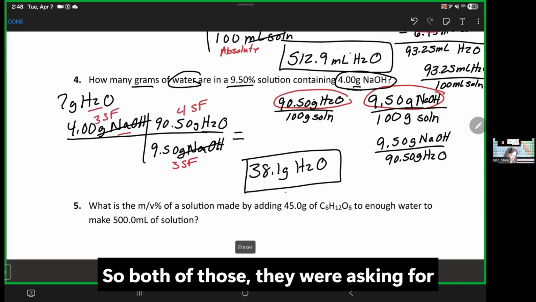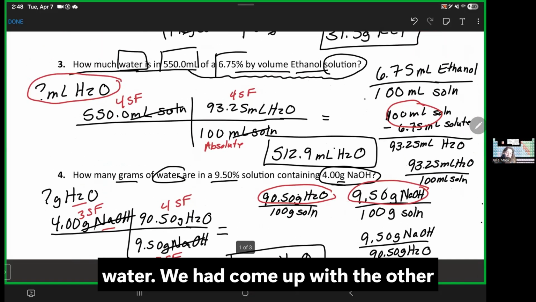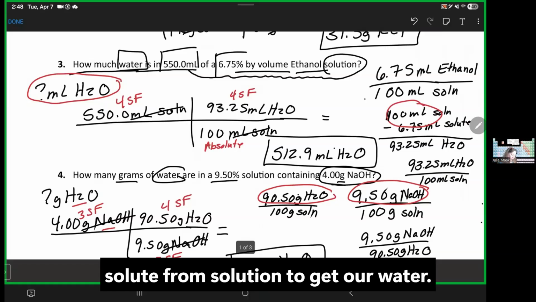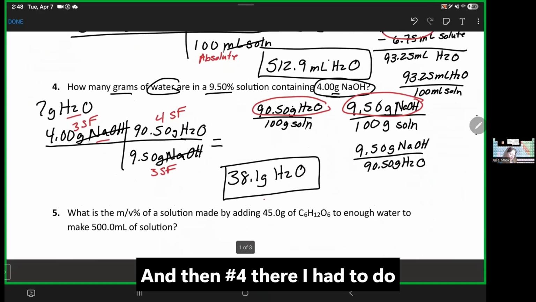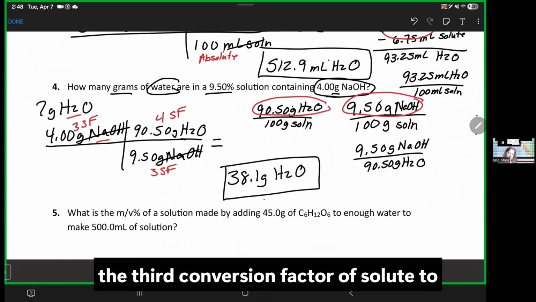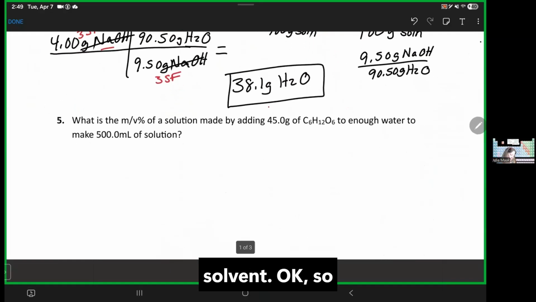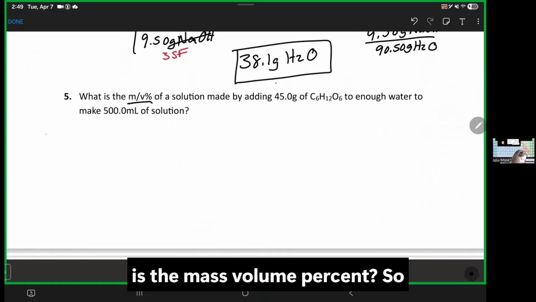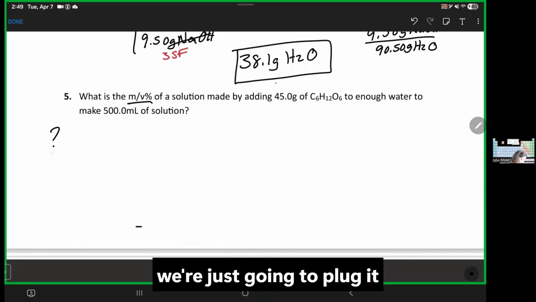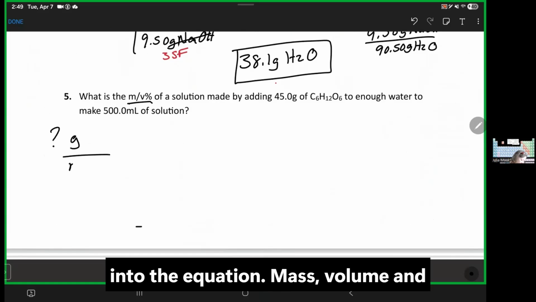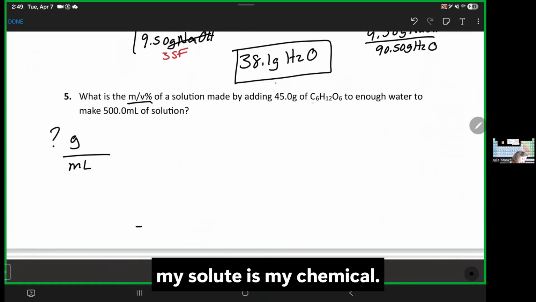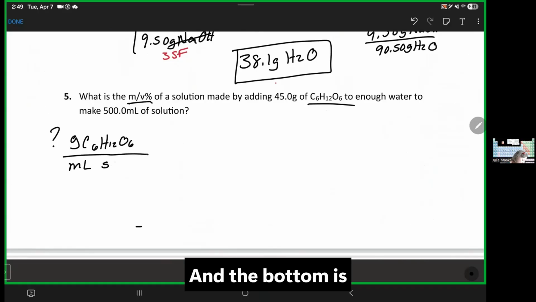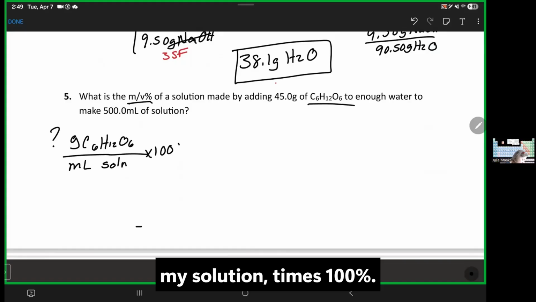Okay. So both of those, they were asking for water. We had to come up with the other conversion factor. We had to subtract solute from solution to get our water. And then number 4 there, I had to do the third conversion factor of solute to solvent. Okay, so now this one is asking what is the mass volume percent. So it's asking for percent. So we're just going to plug it into the equation, mass volume, and my solute is my chemical, and the bottom is my solution, times 100%.